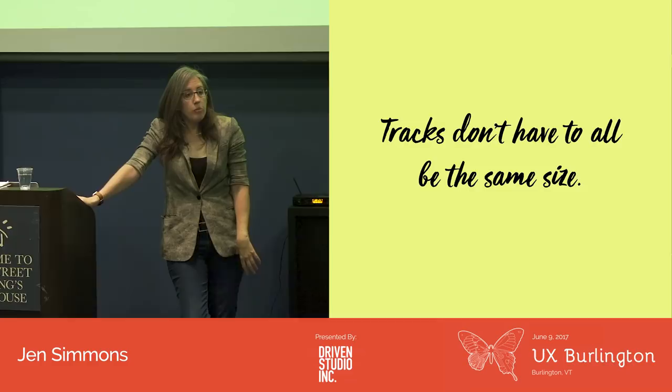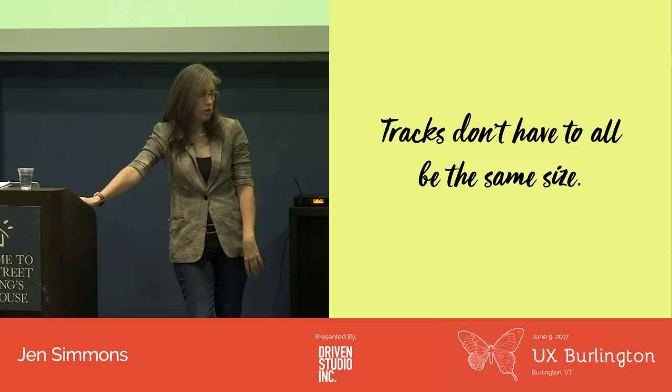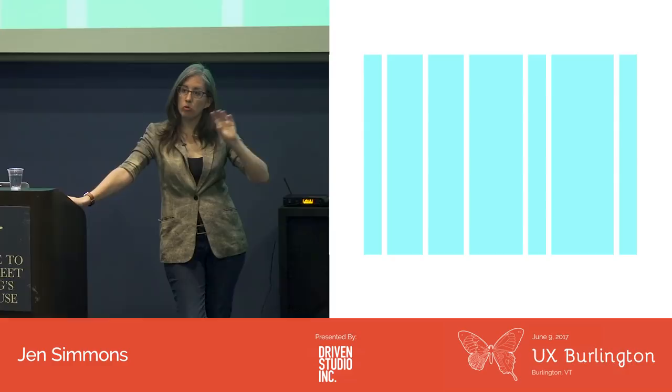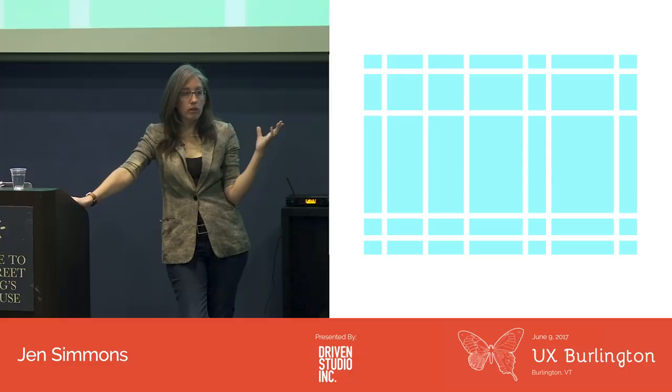Tracks don't have to be all the same size. This has been possible in the past, but it was tricky and hard with the math, and frequently you had to use some sort of a more powerful tool. There are several Sass frameworks that came along. But now it's super easy. Now it's unbelievably easy to have tracks, columns or rows, that are not the same size as each other, where you end up with some sort of a grid that looks a lot more like this than the 12-column grid that I showed you to start with.